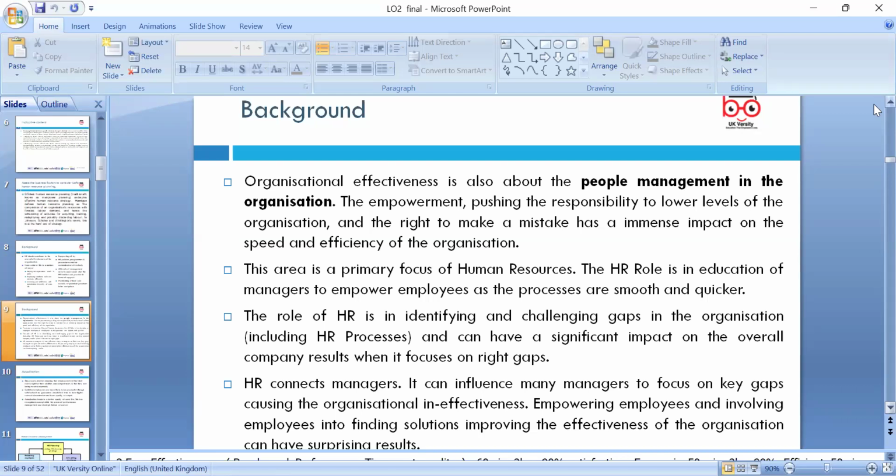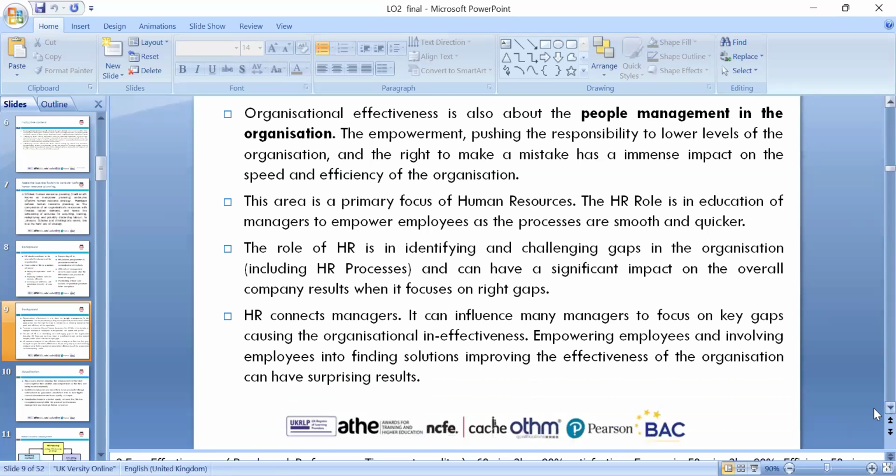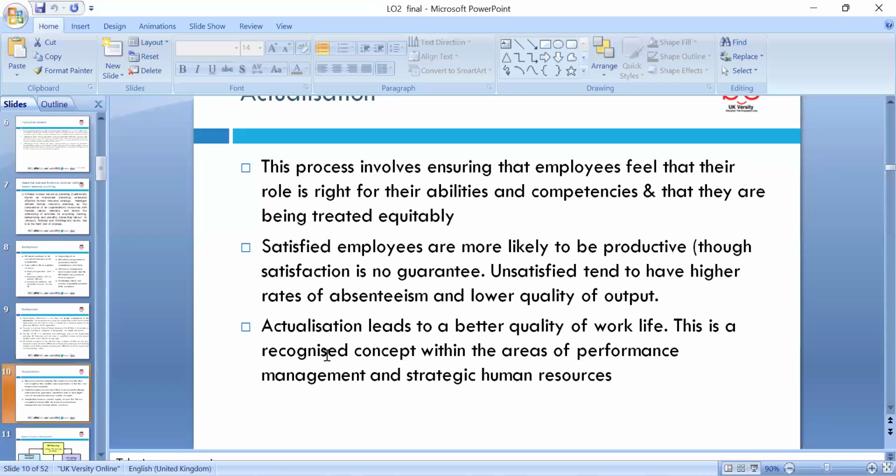The role of HR is underpinning, really identifying and challenging the groups in the organization, including HR processes. We can look at how HR connects with managers. It can influence many managers to focus on the key gaps causing organizational ineffectiveness. That is what we need to look at. The process involves ensuring that employees feel the role is right for their abilities, and we can look at the competencies as well.